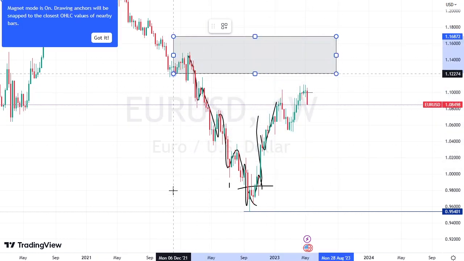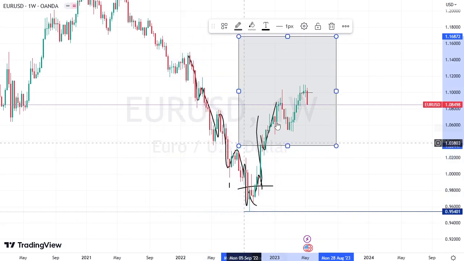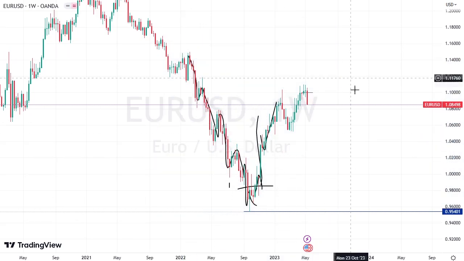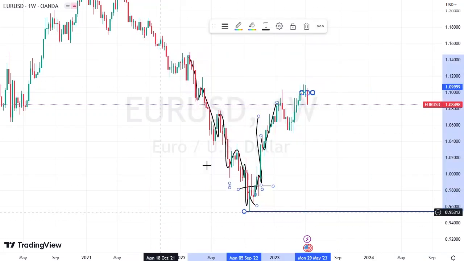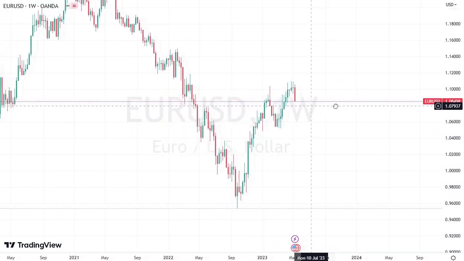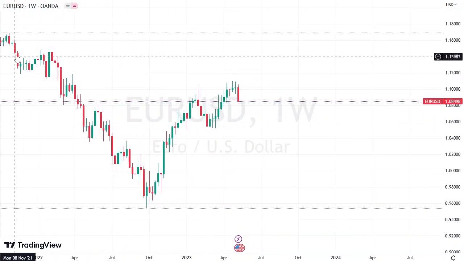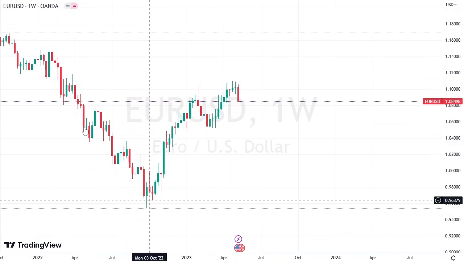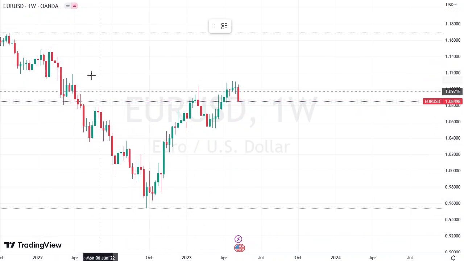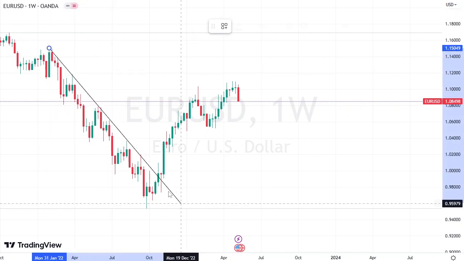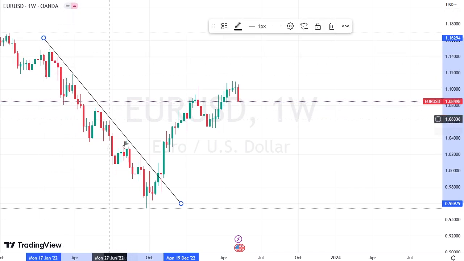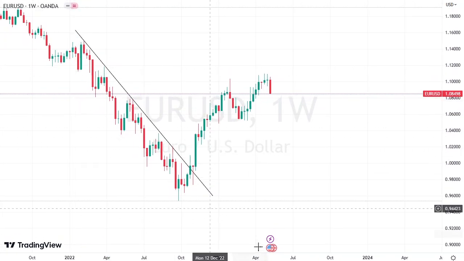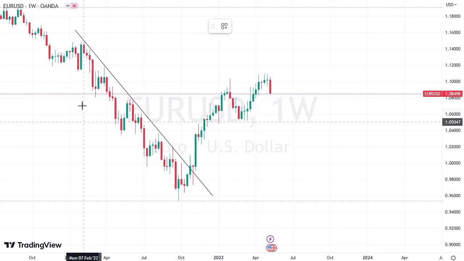Let me just delete again. So overall we broke this downtrend. It has been trending down. If you took a trade from this one, this was the easiest trade, because then it was trending with this trend line and these flip zones. So you would have taken a buy here, buy here.